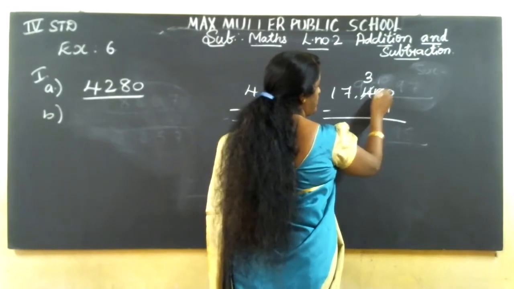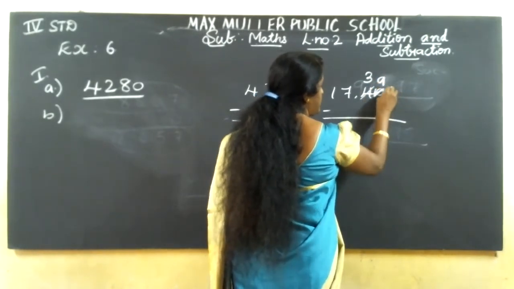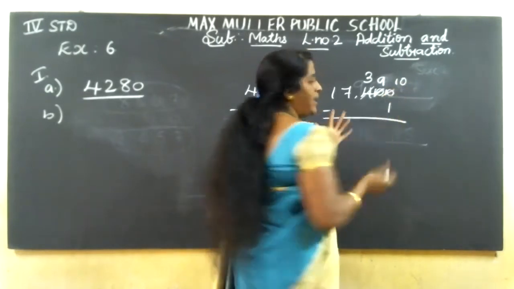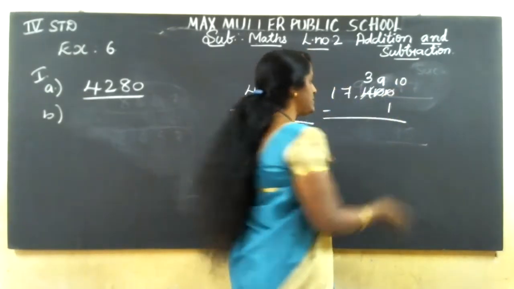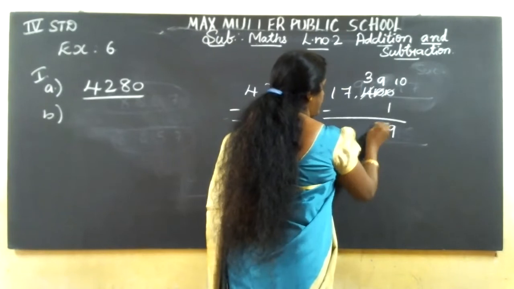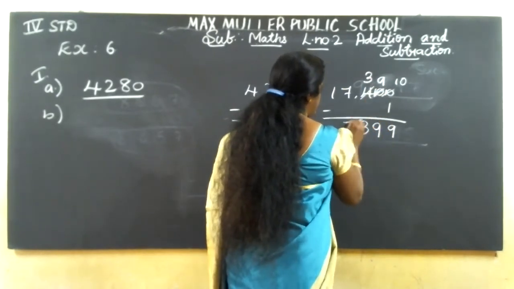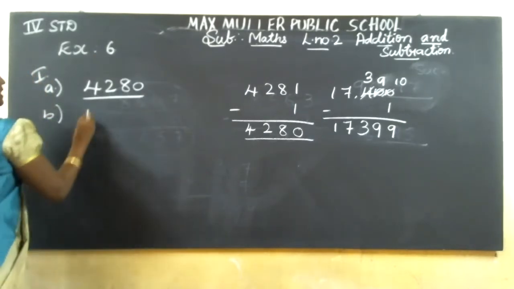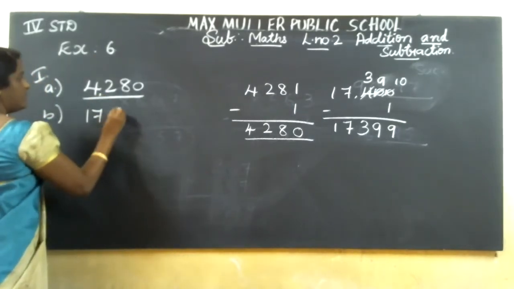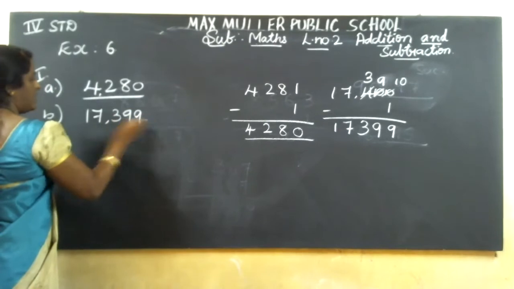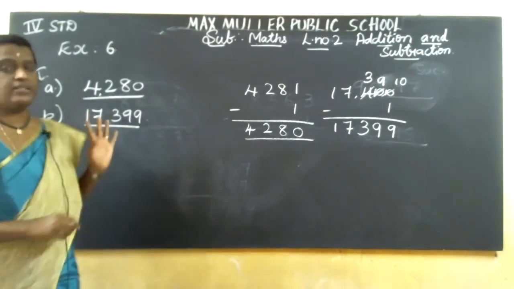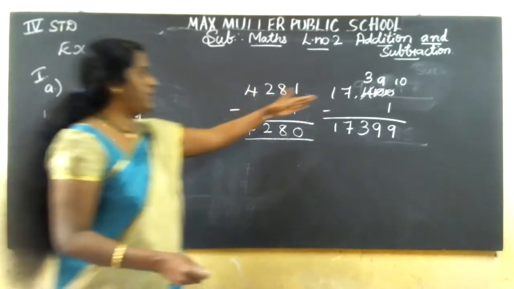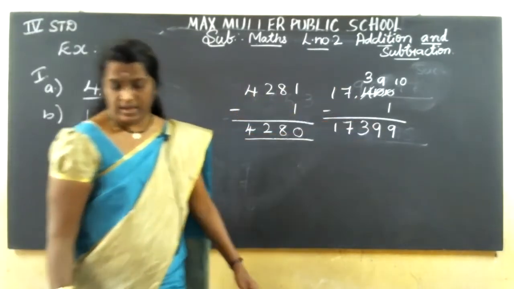I should borrow for this, so it will become 9. This becomes 10, so I write it here. 10 minus 1, one finger cut, means 9. So here it will become 9, 3, 7, 1. Your second answer is 17,399. If you minus 1 from 17,400, because 400 before is 399.